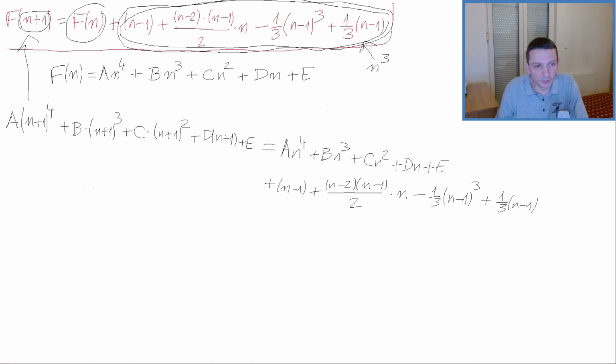And now we are going to do nothing but equating coefficients. We will equate coefficients in front of n to the power of 4 on the right and on the left.